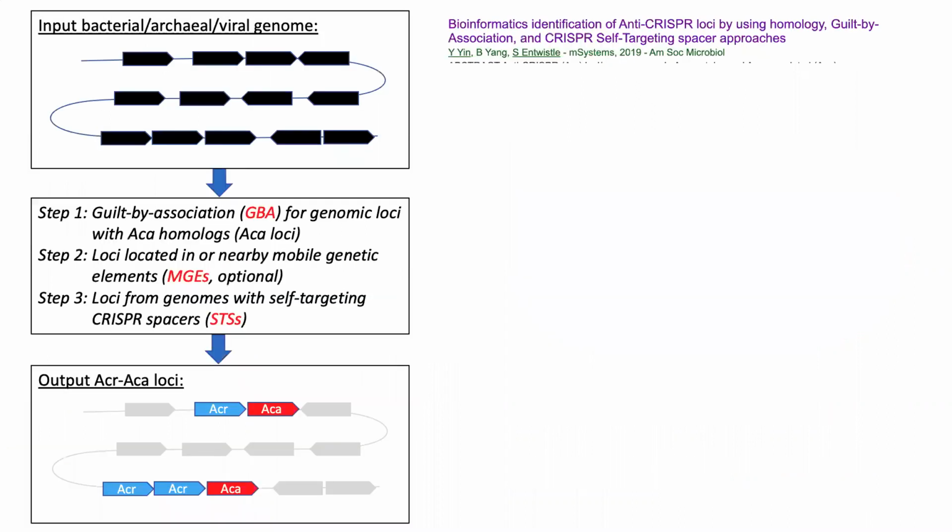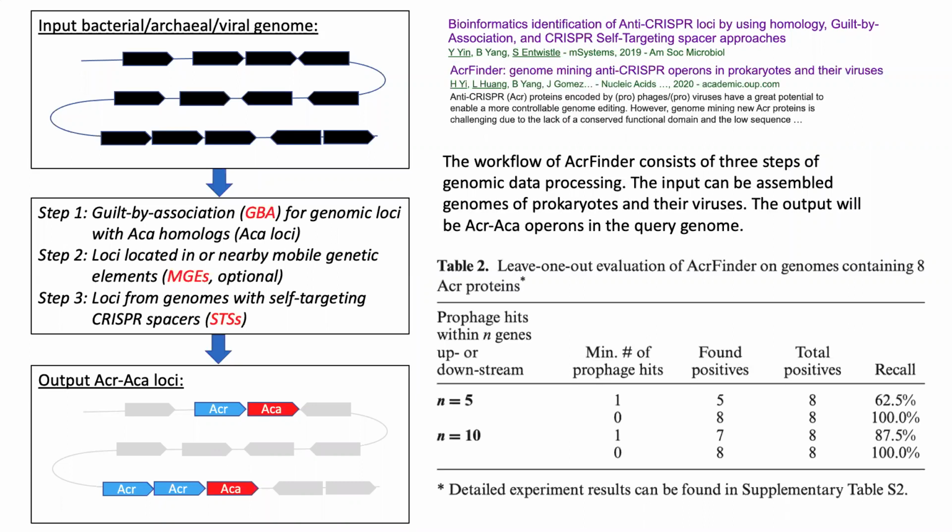So we have combined the two approaches in one bioinformatics pipeline shown in this diagram. Given a bacterial genome, we look for ACA homologs and then locate them in small gene operons, which have enrichment of mobile genetic element genes in the gene neighborhood and also tend to be found in genomes with self-targeting spacers. So we have further developed AcrFinder, a computer program that automates this anti-CRISPR discovery pipeline. Using 8 published ACR-ACA operons as the testing data set, we have shown that AcrFinder has a good recall in leave-one-out experiments.